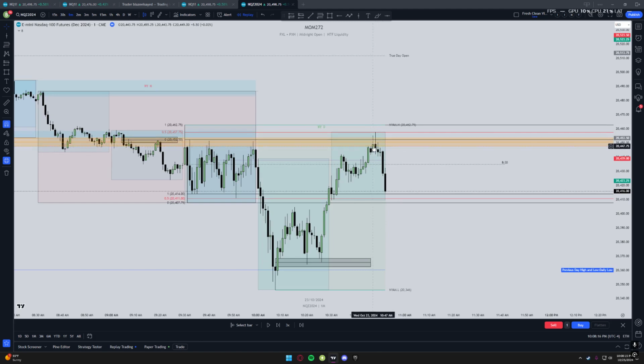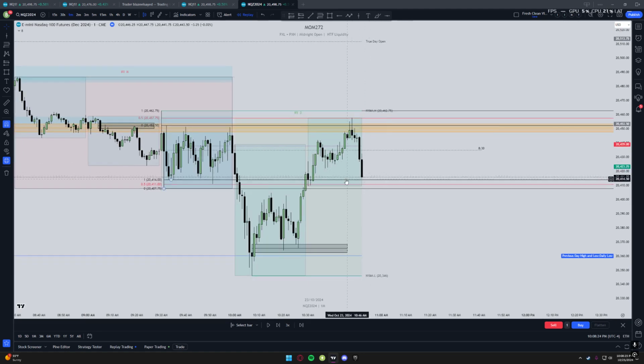Exactly. And where did the bodies respect? And where did this candle respect? The fair value gap from Monday. And we trade lower off of that. That's all I'm saying.